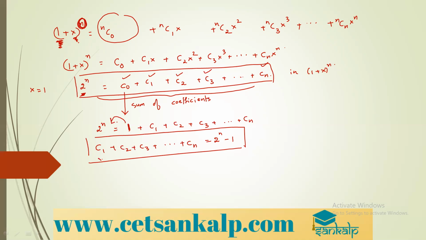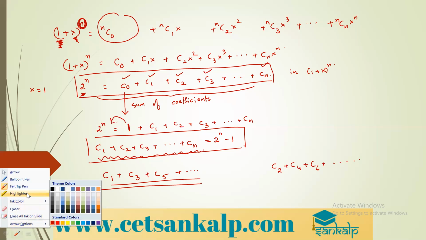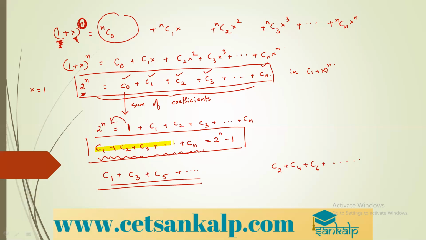Now, in this formula, if I take odd terms on one side, C1, C3, C5, like that, and if I take even terms, C2, C4, C6, on another side, each will make half of this entire thing. Where is the entire thing? This entire thing, we are dividing it into two halves.